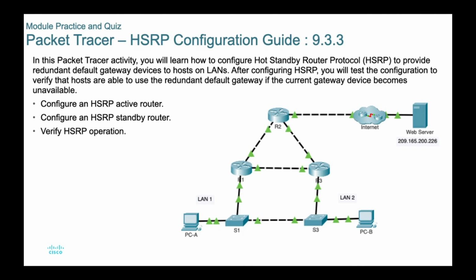In this Packet Tracer activity, you will learn how to configure Hot Standby Router Protocol to provide a redundant default gateway. We have PC-A and PC-B, and we have two gateways, either through R1 or R3. But we are going to pick only one as the active router at one time. We cannot use both. So we are going to configure the HSRP active router, configure the HSRP standby router, and verify HSRP operation. I'm going to show you how to do this now.